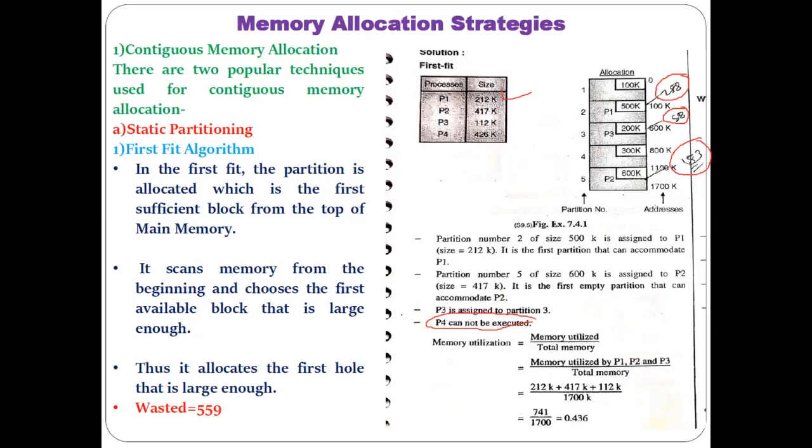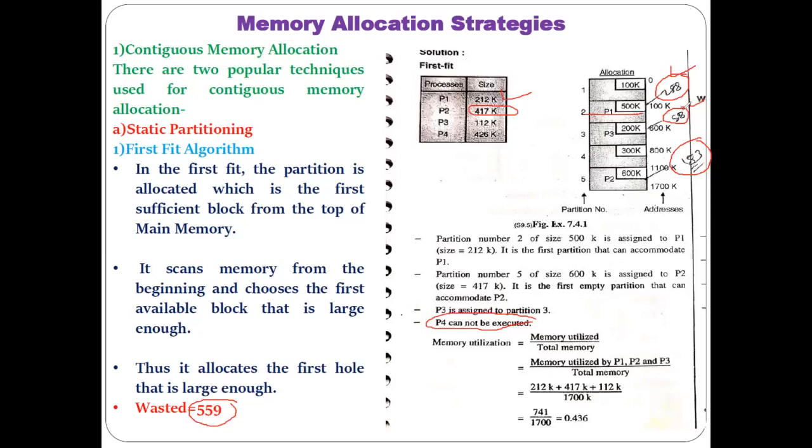Understood? So if you do the calculation of all these, there are the blocks of the memory available. You will get to know that 559K of memory is unused, because here P1 size is 212K, so only 212K will get utilized and the remaining 288K remains unused. In case of partition 3 also, only 88K is utilized.